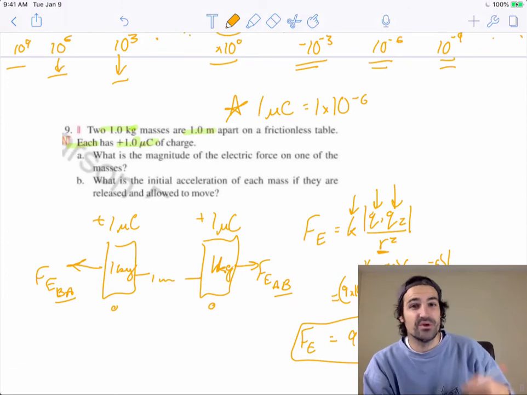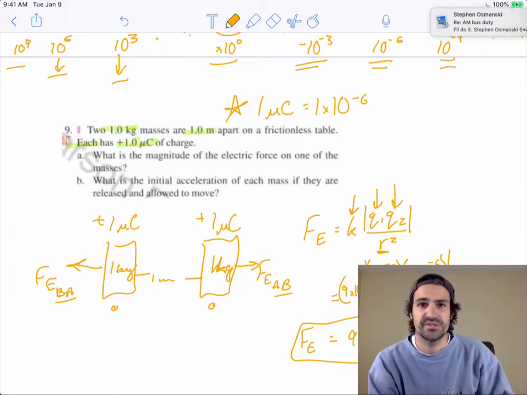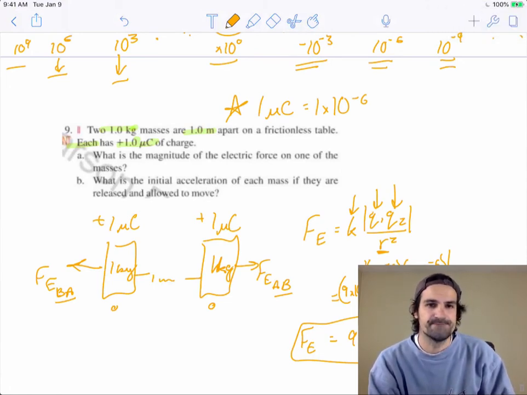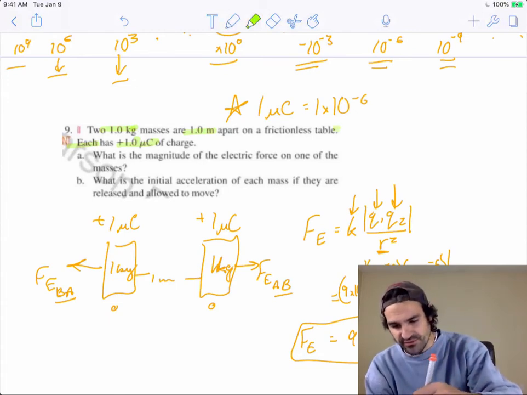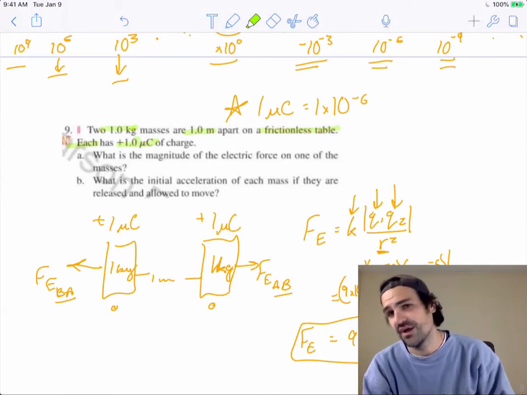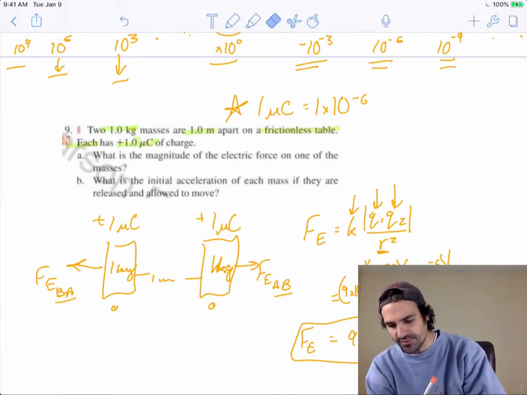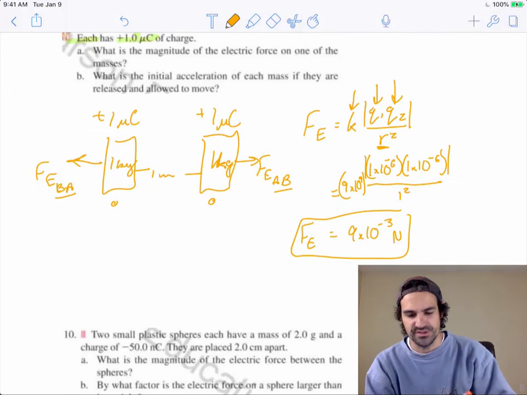So now we need to know what is the initial acceleration of each mass if they are released and allowed to move. First of all, we need to consider the fact that it is on a frictionless table. If there was any friction, these would never move. Oh my goodness! I hope you caught that, but force is not in coulombs, that's in newtons. So the electric force is in newtons.